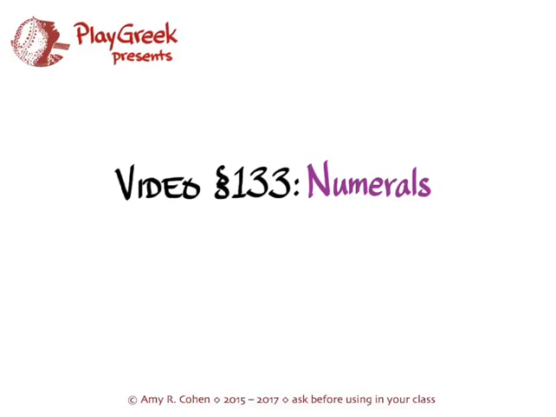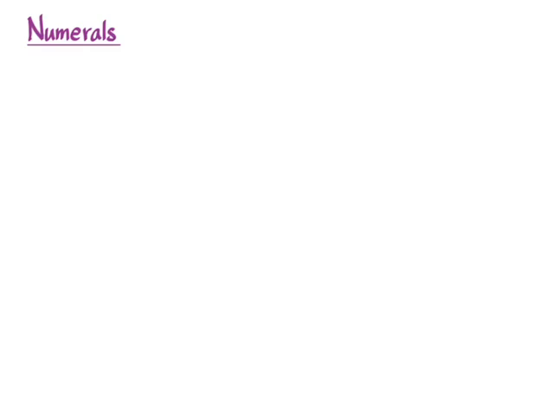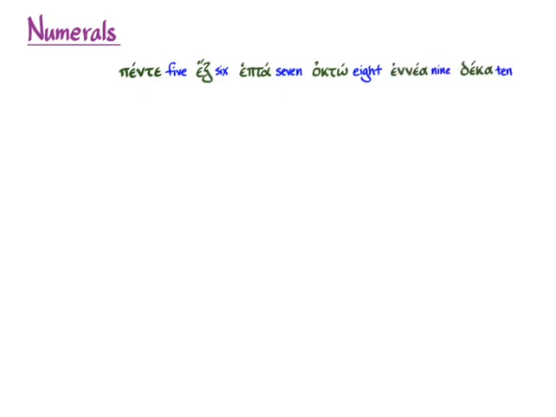This video, section 133, covers numerals, which are in Hansen and Quinn on pages 499 to 500. So far in Hansen and Quinn, you've learned some numbers: penta for 5, hex for 6, hepta for 7, octo for 8, enea for 9, and deca for 10. And what all of those numerals have in common is that they're indeclinable. There's just one form, no matter what they're modifying.